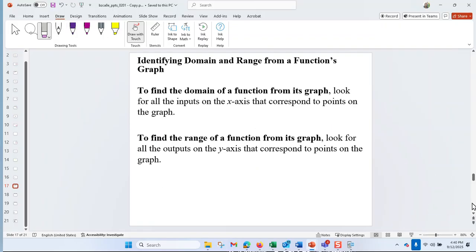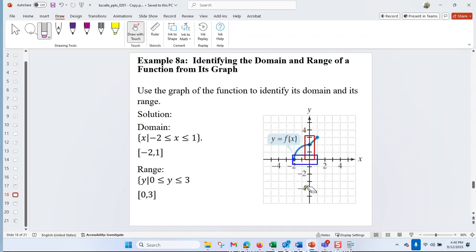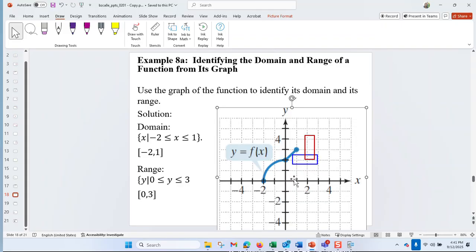All right, to find the domain of the function, the domain is usually all the inputs, the x, right? And the range is the output, the y, okay? So if I want to identify the domain in this one, I have this segment in here, right? When I click this, it kind of misaligned.